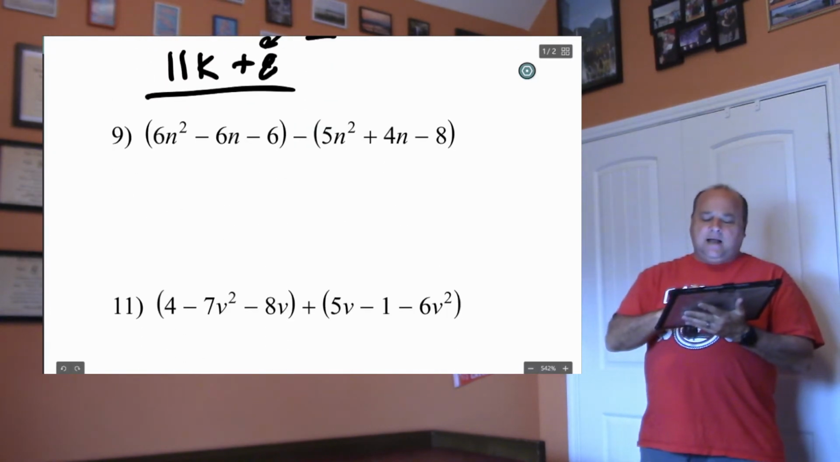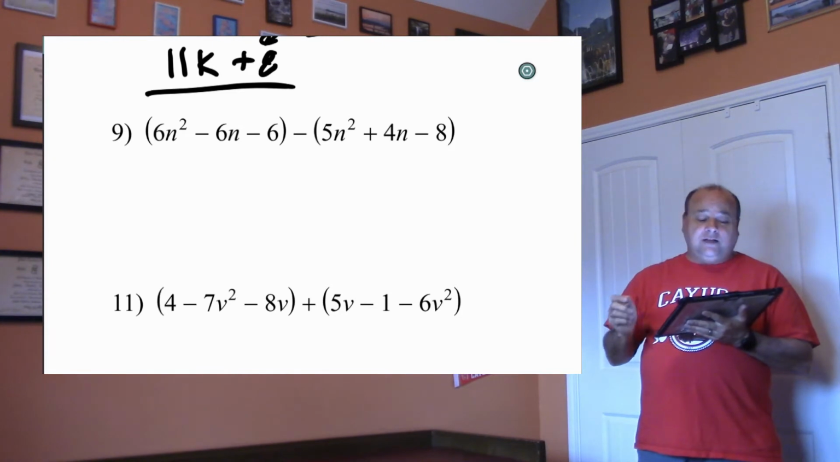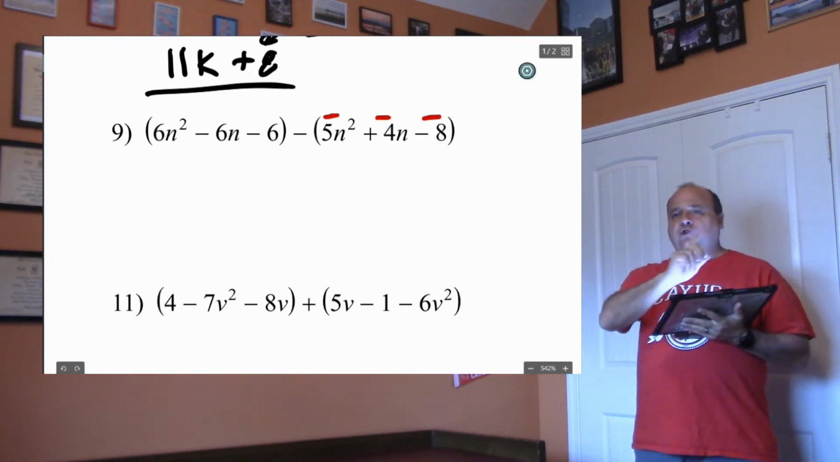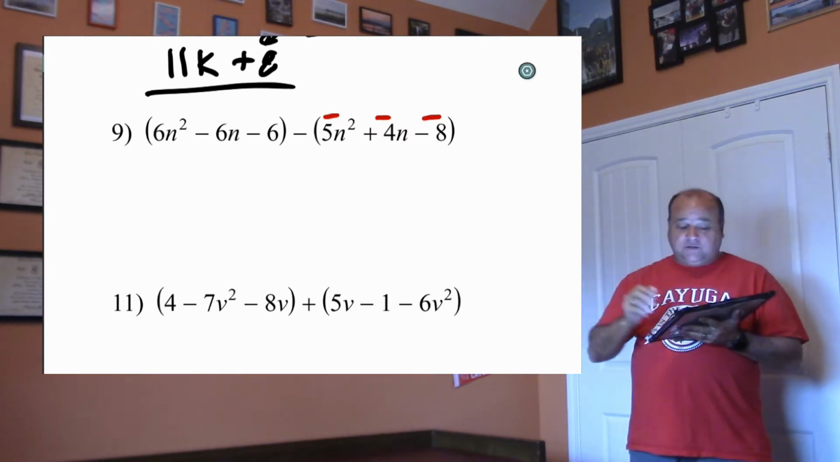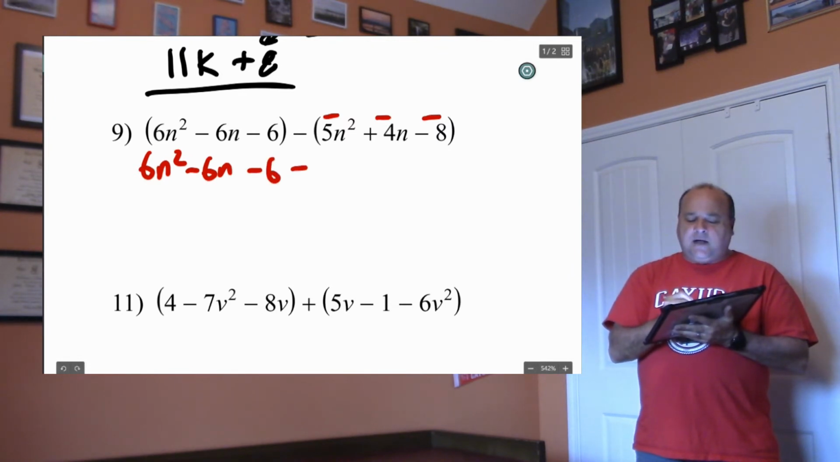Now then, let's go to number 9. Number 9 has 3 terms, so we're going to get 3 things in our answer. Remember, this negative will distribute, so we're going to write down the problem with no parentheses. 6n squared minus 6n minus 6. A negative times a positive is a negative.